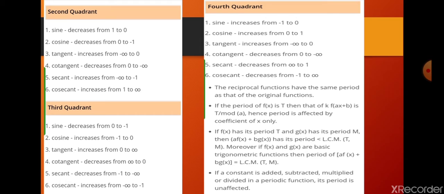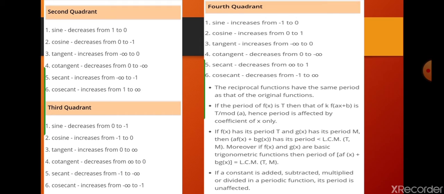In the fourth quadrant, sine increases from minus 1 to 0, cosine increases from 0 to 1, tangent increases from minus infinity to 0, cotangent decreases from 0 to minus infinity, secant decreases from infinity to 1, cosecant decreases from minus 1 to minus infinity.